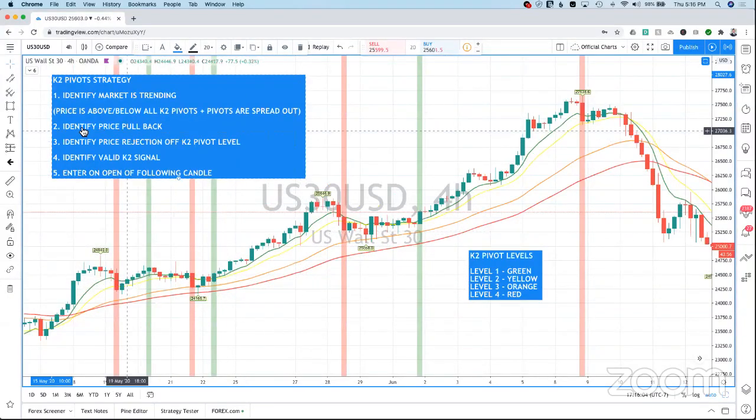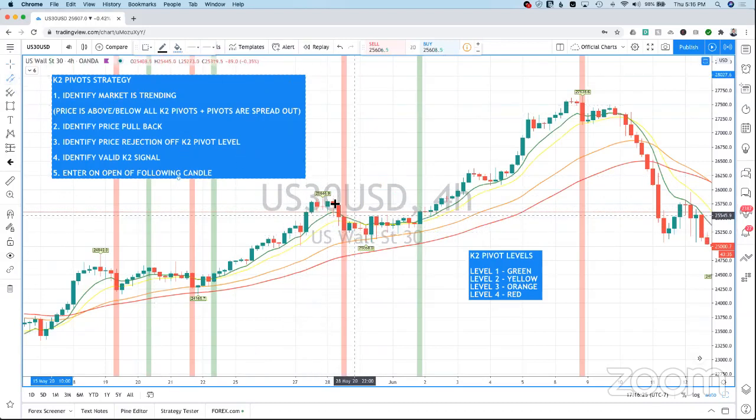And then next, you want to identify a price pullback. Obviously, if price is trending upwards, a pullback would be if price was to pull back in the opposite direction. You can see right here, price pulled back a little bit. So requirement 1 is met because price is trending upwards. Requirement number 2 is met because you identified a price pullback, which happened right here.